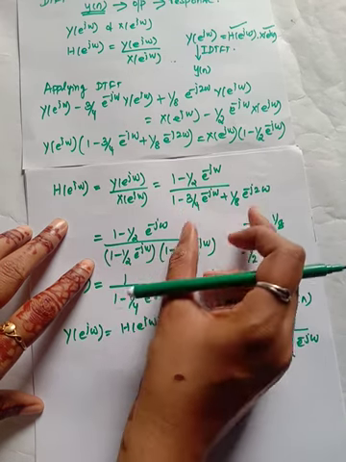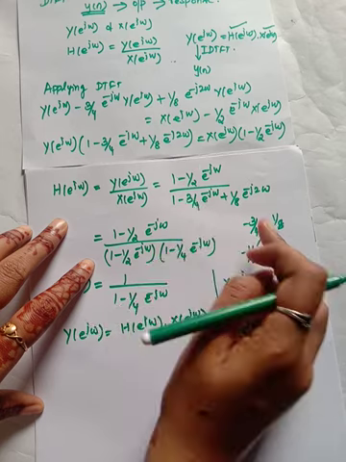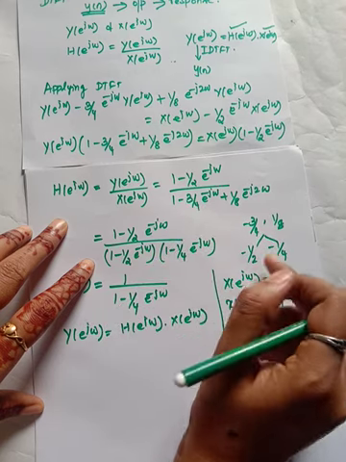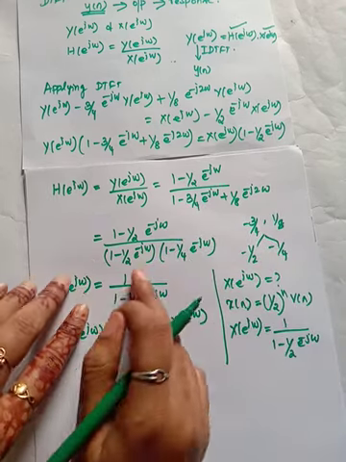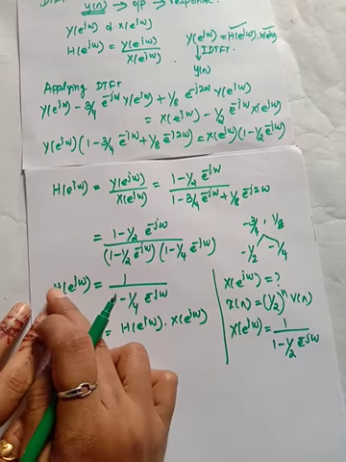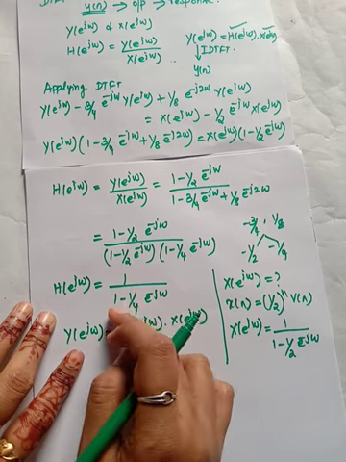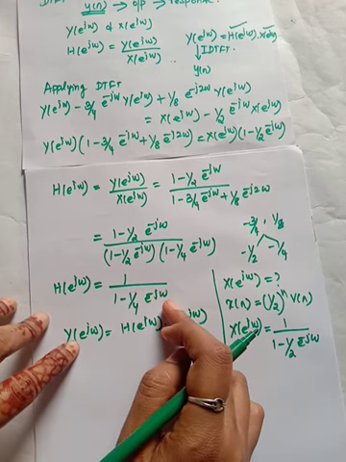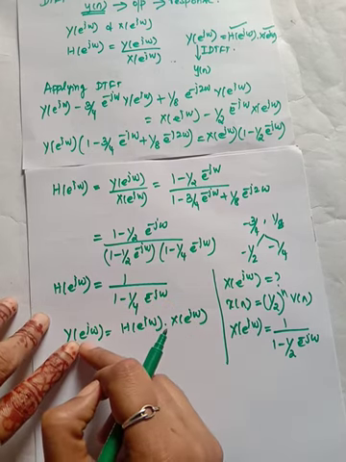So here in this denominator you can factor two terms, minus 3 by 4 and 1 by 8. So I am getting this factor. These two terms are the same, so I am cancelling this. So getting H of e power j omega is equal to 1 minus 1 by 4 e power minus j omega.